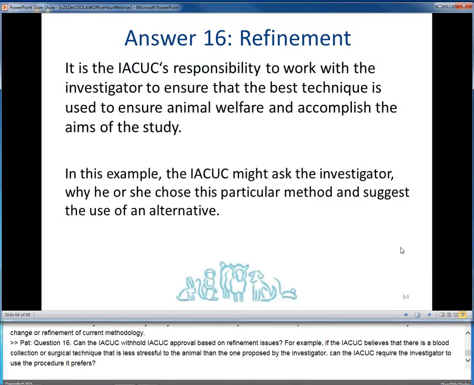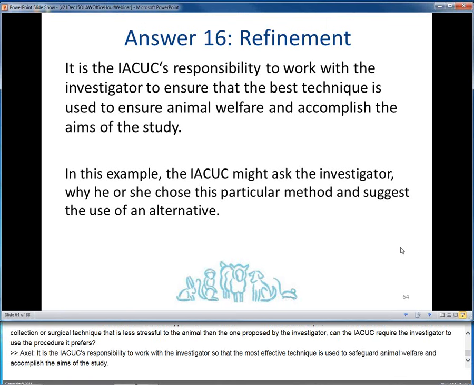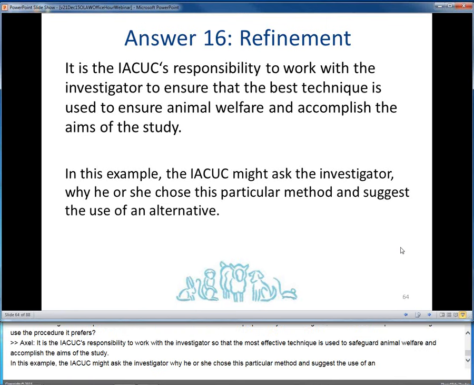It is the IACUC's responsibility to work with the investigator so that the most effective technique is used to safeguard animal welfare and accomplish the aims of the study. In this example, the IACUC might ask the investigator why he or she chose this particular method and suggest the use of an alternative.